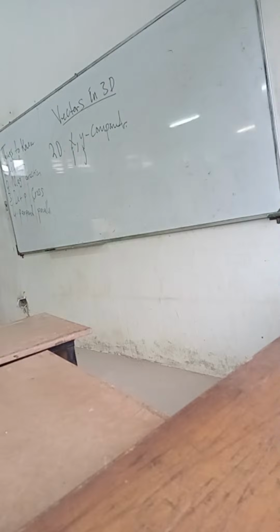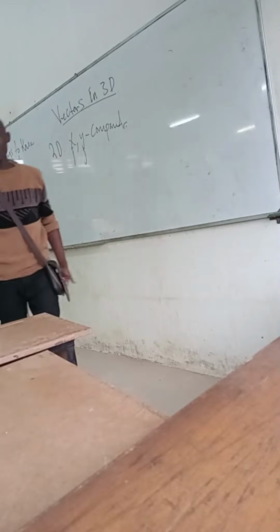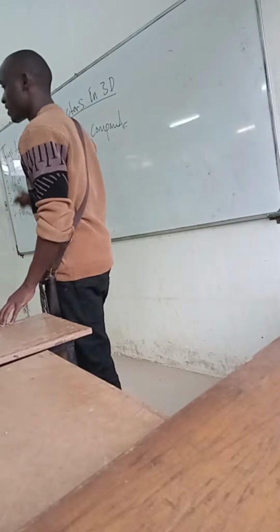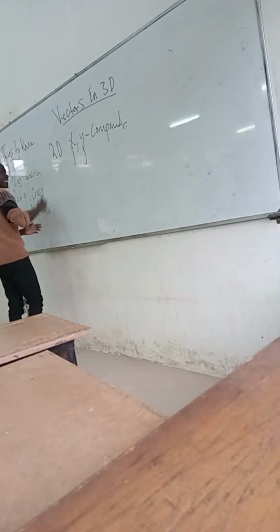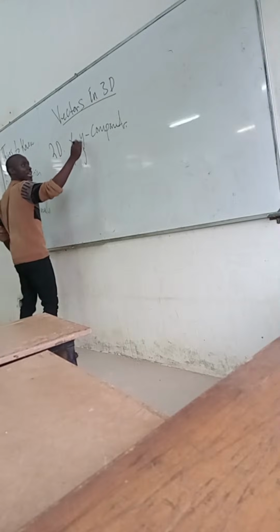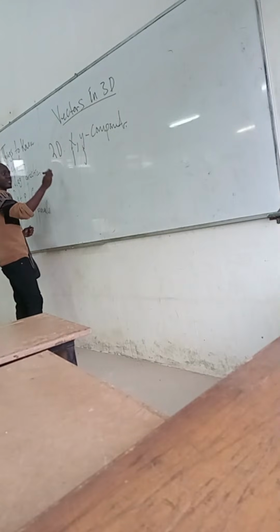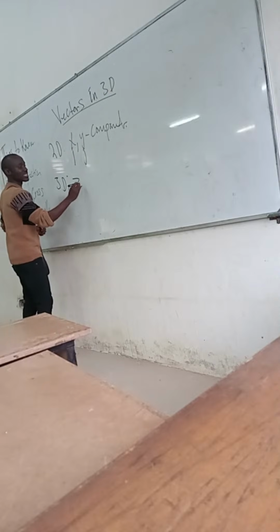Now, if I change the position, it means I have added another component or another axis, which is the z-axis. So for vectors in three dimensions, we just include another axis, which is the z-axis. Easy. So vectors in two dimensions have x, y components. What about vectors in three dimensions? Now we include the z-axis.